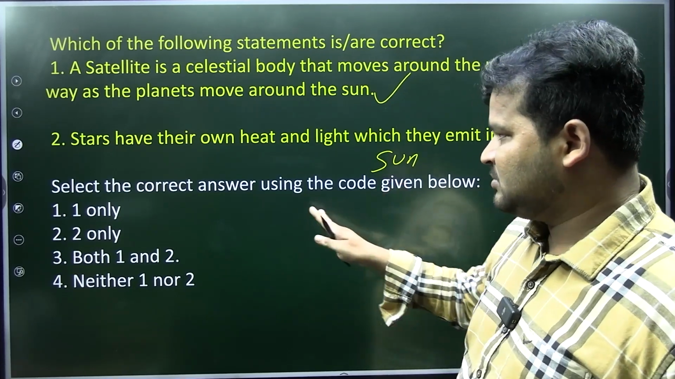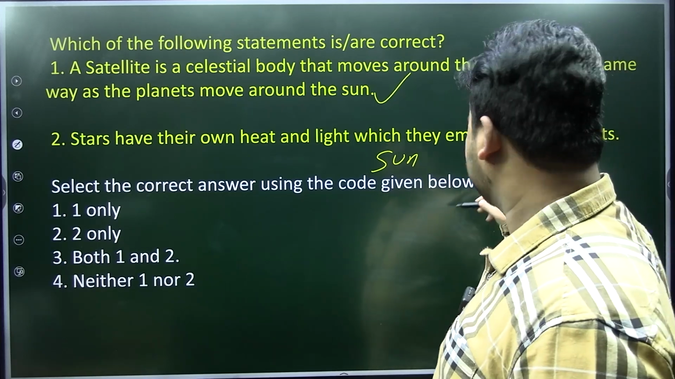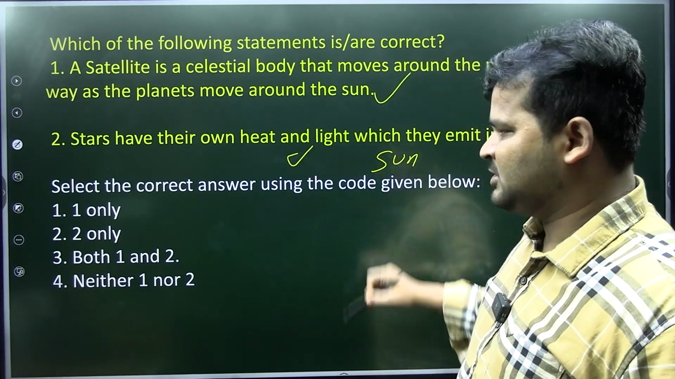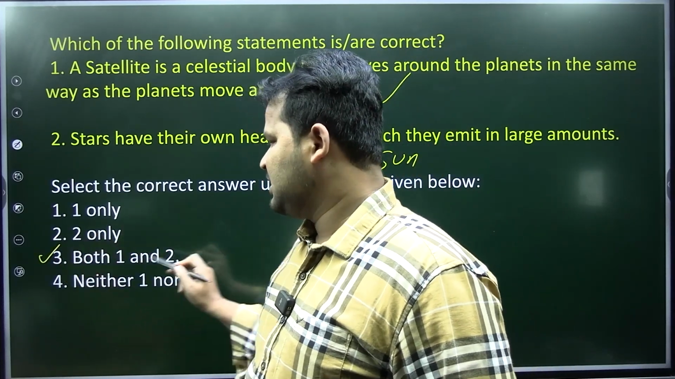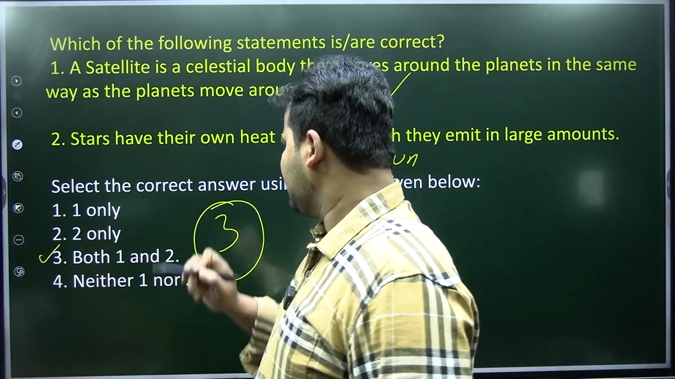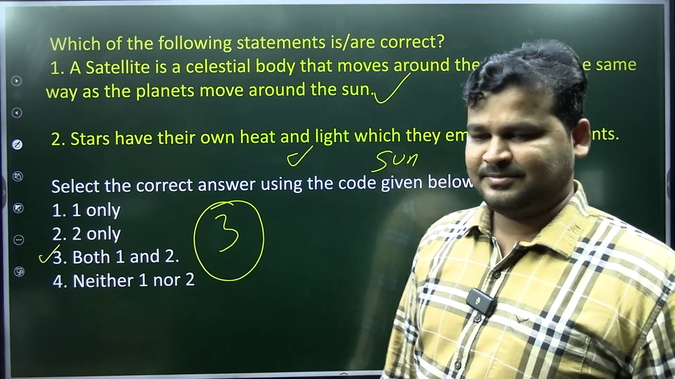So that's why stars have their own heat and light, which they emit in large amounts. So finally 2 is also true. So both the statements are true. So finally the answer will be 3. So this is the question.